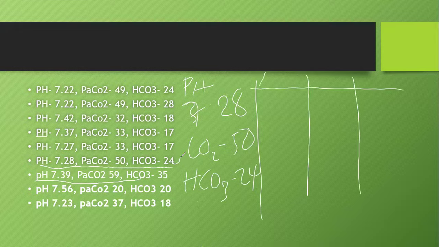We have acid here, base here, and normal in the middle. Now let's look at our pH. Our pH is 7.28. Is it acid or base? Acid. Good. So pH comes here.